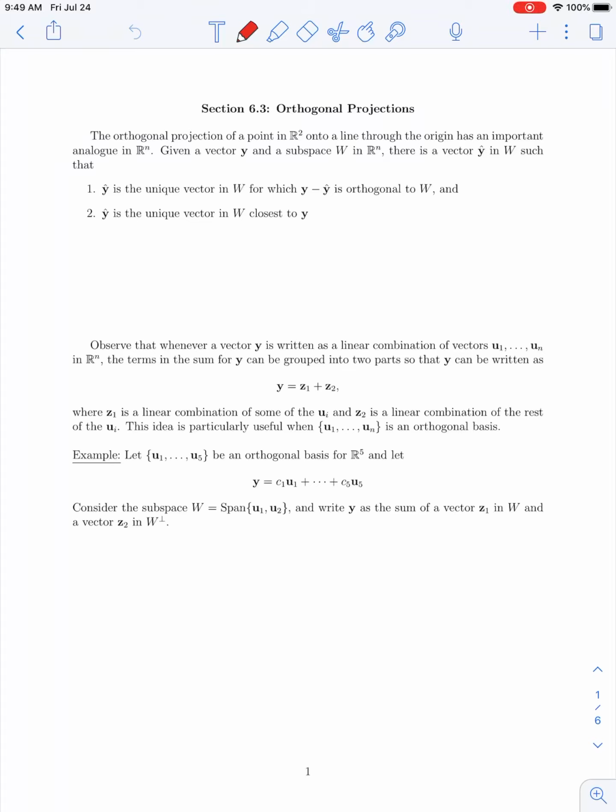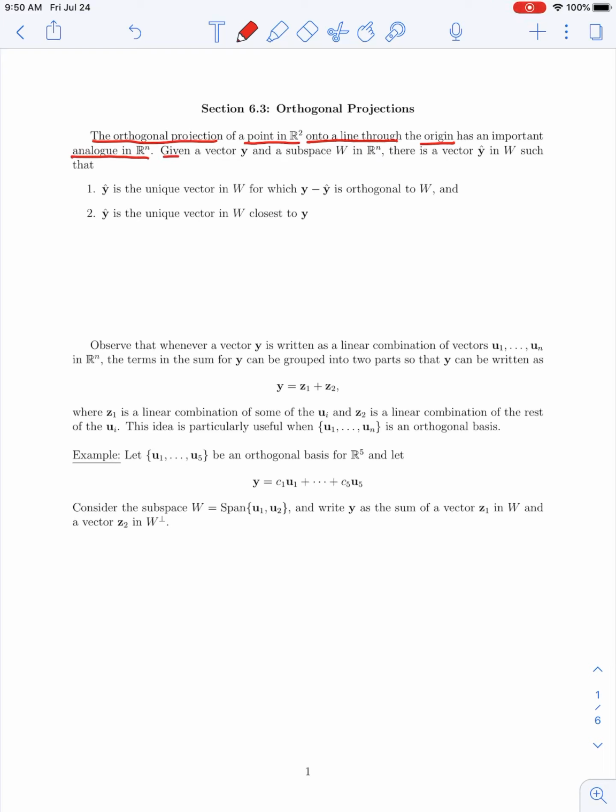Okay, in this lecture we're going to cover our section 6.3 material on orthogonal projections. Now in our last section we had considered the orthogonal projection of a point in R2, so maybe thinking of it as the terminal point of some vector in R2, onto a line passing through the origin. And in this section we're going to extend that concept to an analog in Rn, that is in n-dimensional space.